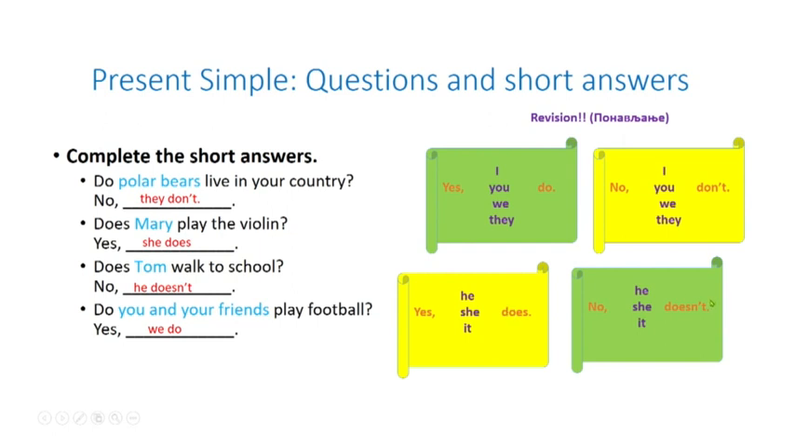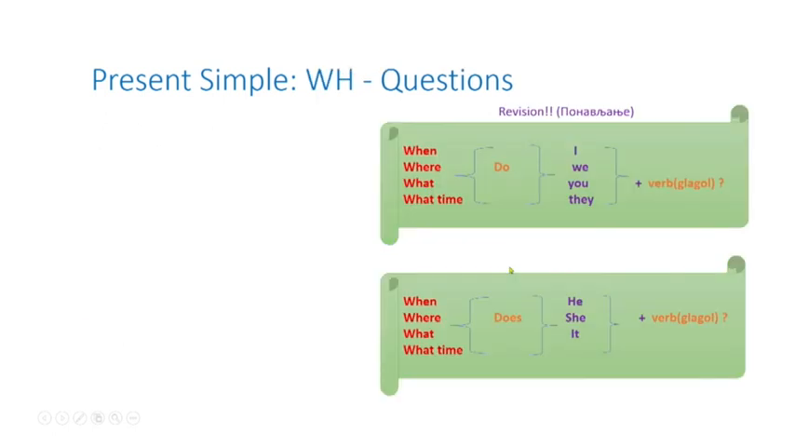does and doesn't. But what happens if we have WH questions? Kod malo kompleksnijih pitanja koje koriste upitne zamenice kao što su when, kada, where, gde, what, šta ili what time, u koje vreme, uvek stavljamo na početak rečenice. Then we use do for I, we, you, and they with the verb. You remember this? This is just the revision.